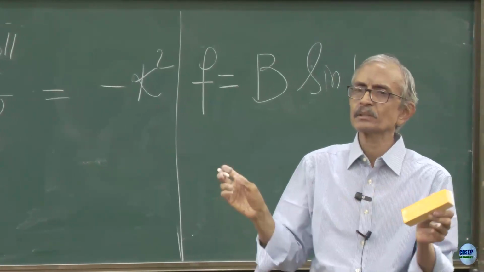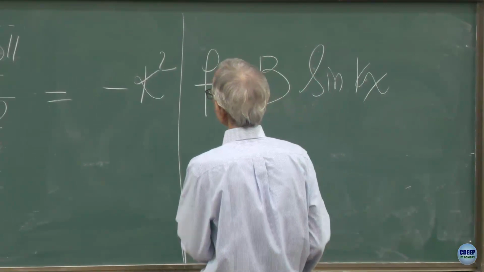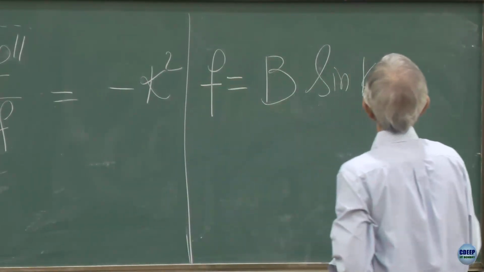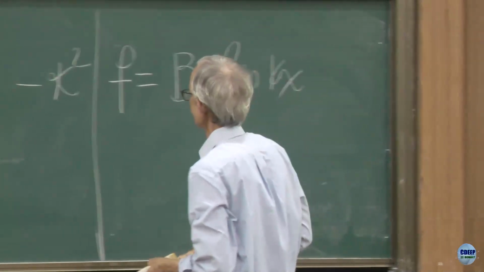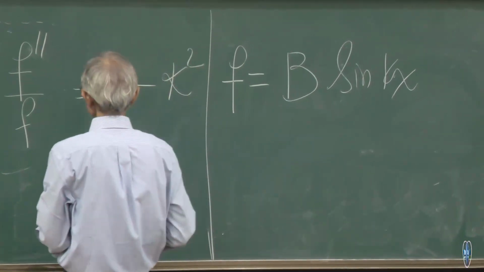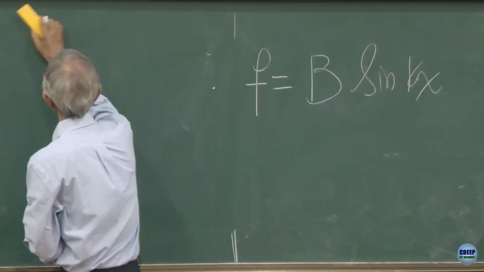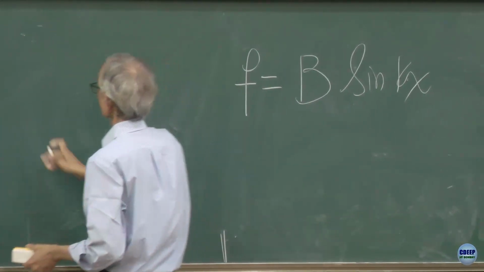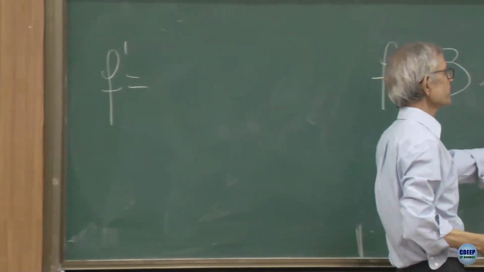Okay, but up to now things have all been pretty much the same. We've just been doing algebra and nothing else. Now let us see what the other condition was. f prime is equal to minus hf. So f prime is equal to what now? What is f prime? f is b sine kx.